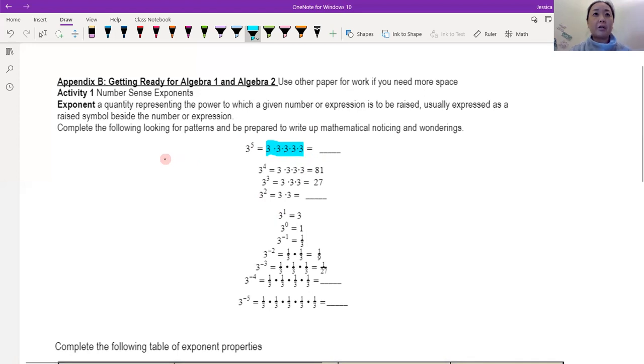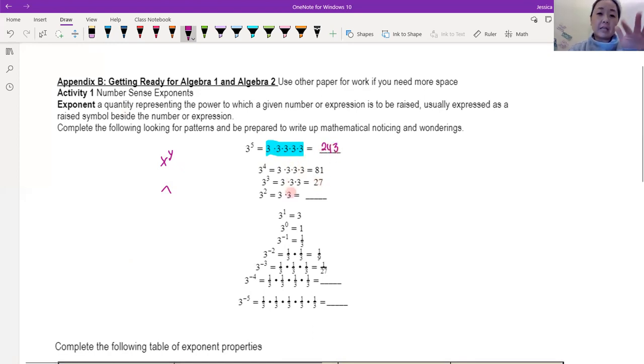On your calculator, it would look something to the effect of x to the y, or you may see a caret. It's usually one of those two forms in your calculator. All right, so this would be 243.